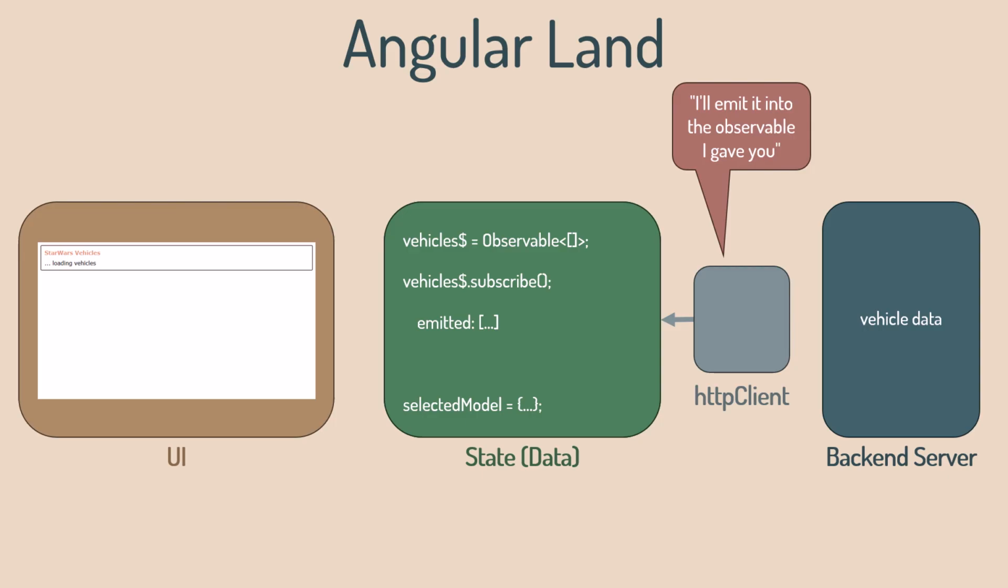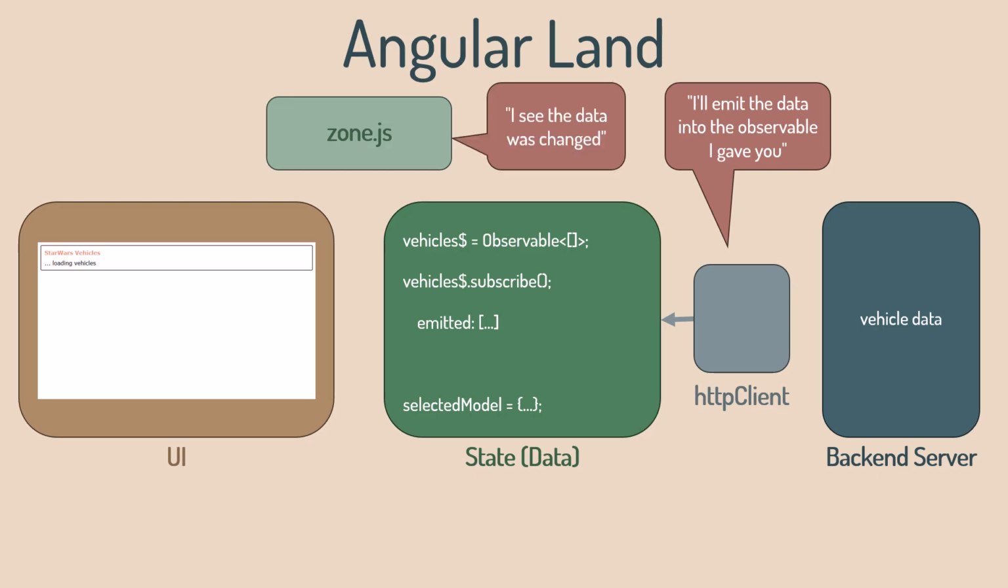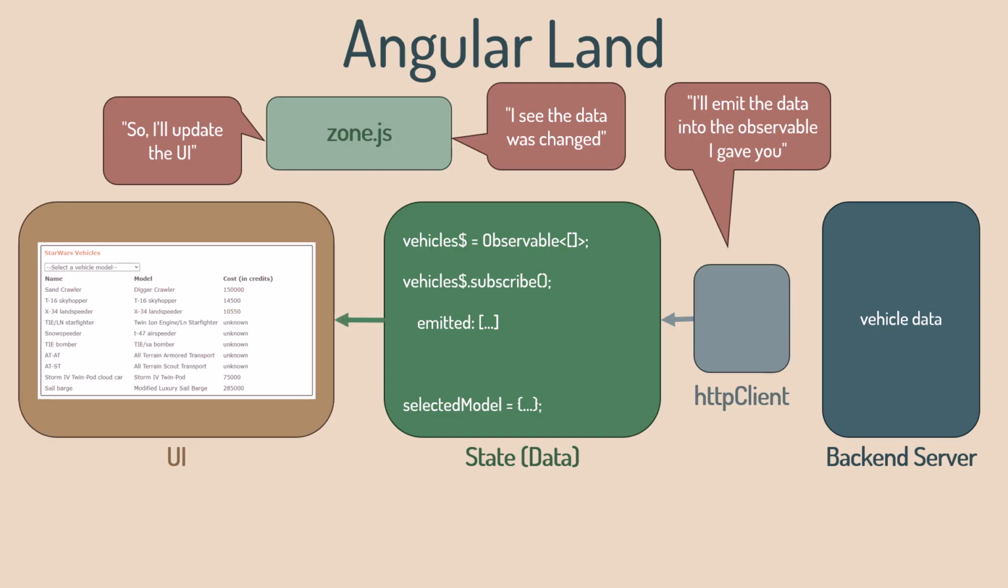We're missing an important character in our story, zone.js. Zone.js embedded itself throughout Angular land. I'll patch some code to intercept and track async operations, such as those from httpClient, it said, and continued, that way I can detect state changes and trigger UI updates. You're welcome. So when httpClient emitted the retrieved data into the observable, Zone.js saw the data was changed and updated the UI.